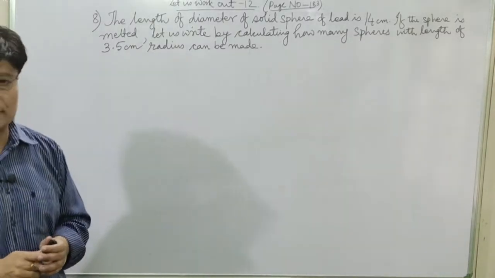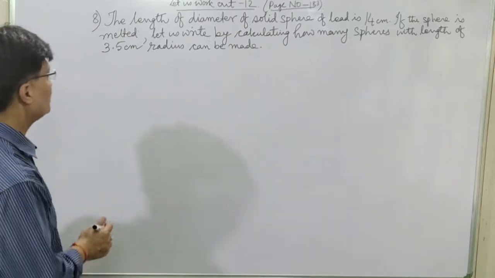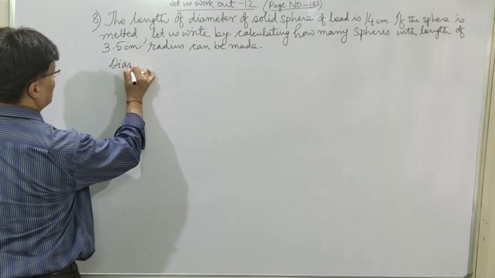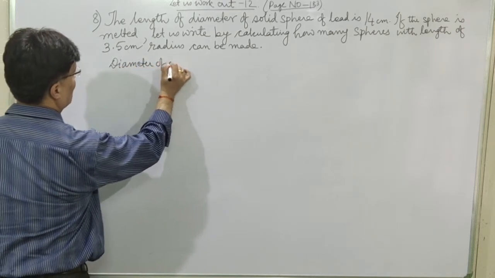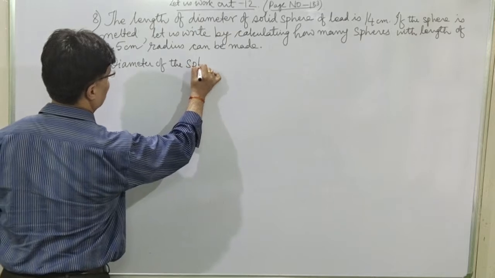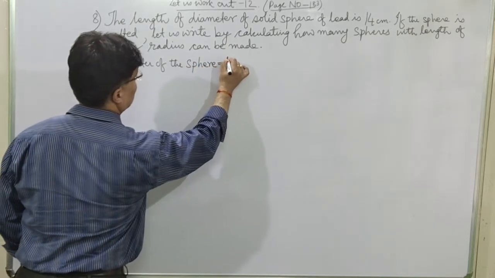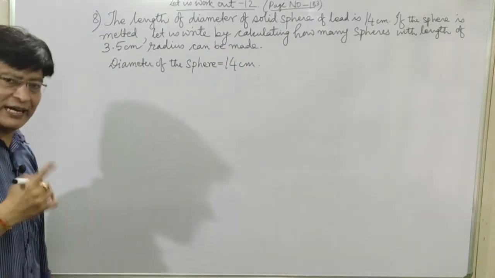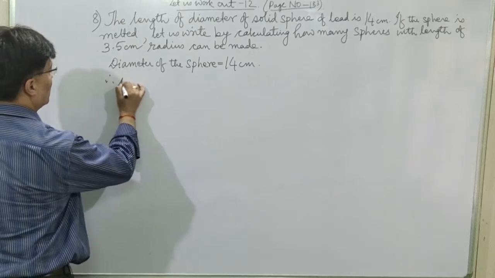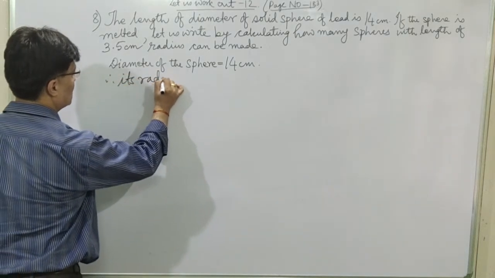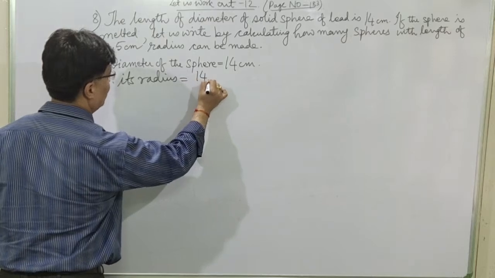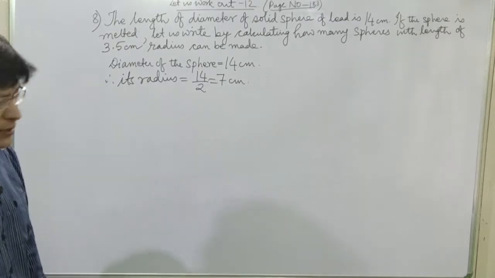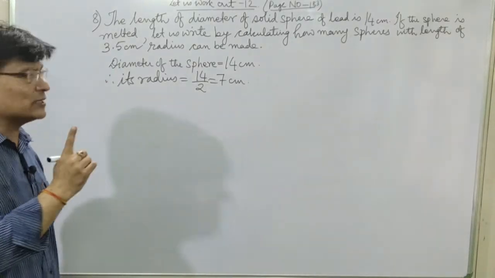So I think you have understood it. Let us do this problem now. So let us write down the diameter of the sphere. So this is the solution. So diameter of the sphere is equal to 14 centimeter, right? So in this case you have to calculate the radius. Therefore its radius is equal to 14 by 2, which is equal to 7 centimeter, right? 14 by 2 is equal to 7 centimeter. That is the radius of the sphere.